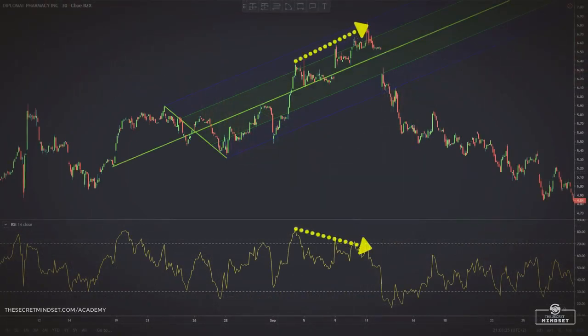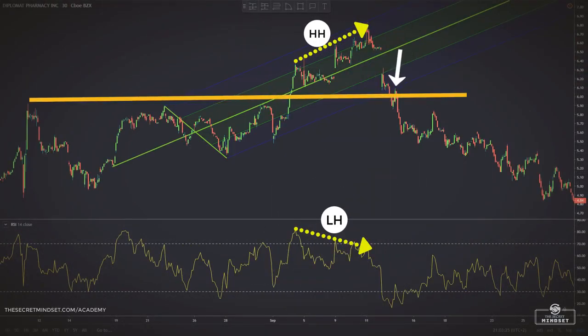I strongly encourage you to search for this pattern on your charts. Here are other trades based on RSI divergences and Andrew's pitchfork breakouts.